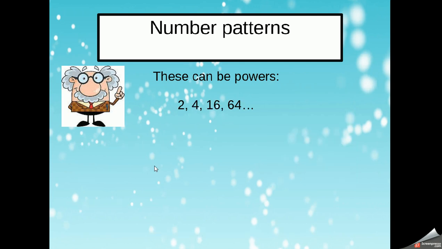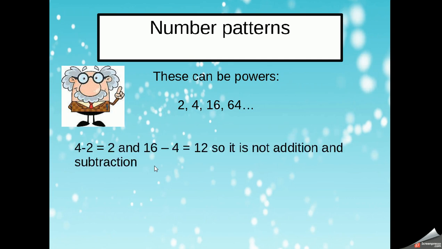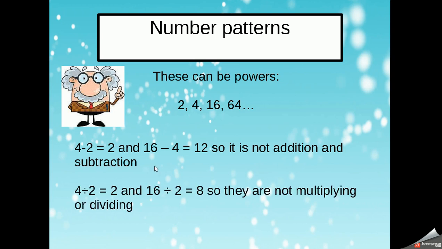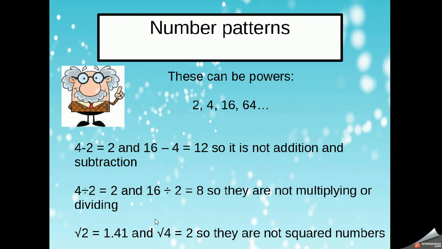So let's have a look at another example where we've got 2, 4, 16, 64. The differences aren't the same. 4 minus 2 is 2, 16 minus 4 is 12, so we're not dealing with addition and subtraction. Dividing 4 by 2 gives us 2, and 16 divided by 4 gives us 4, not the same number. So they're not giving us the same number when we multiply or divide.